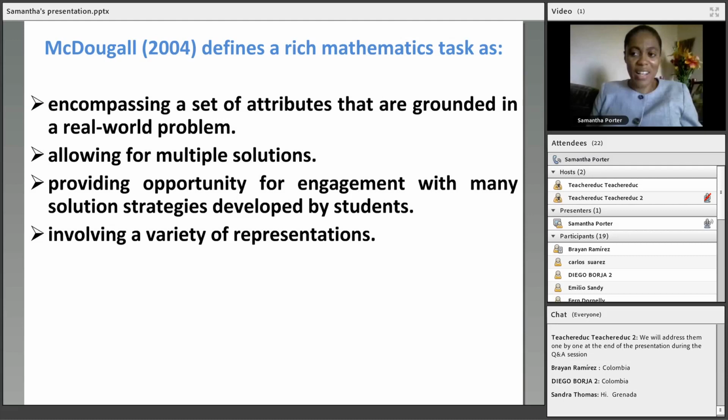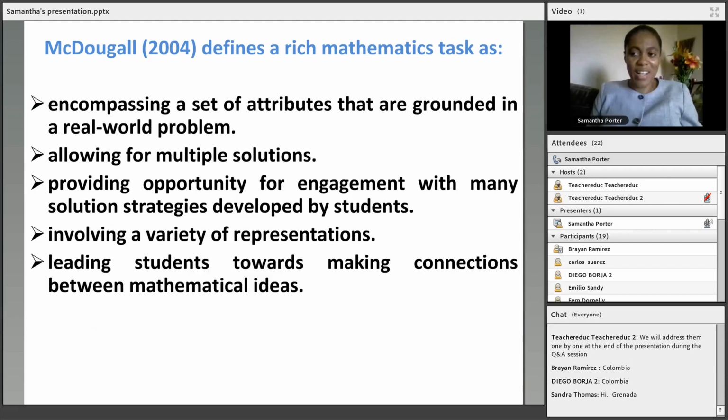So when we are selecting tasks that will stimulate communication, it should have many different representations. The possibility of presenting these tasks in many different ways should exist so that students can share their representation and they can learn from each other.